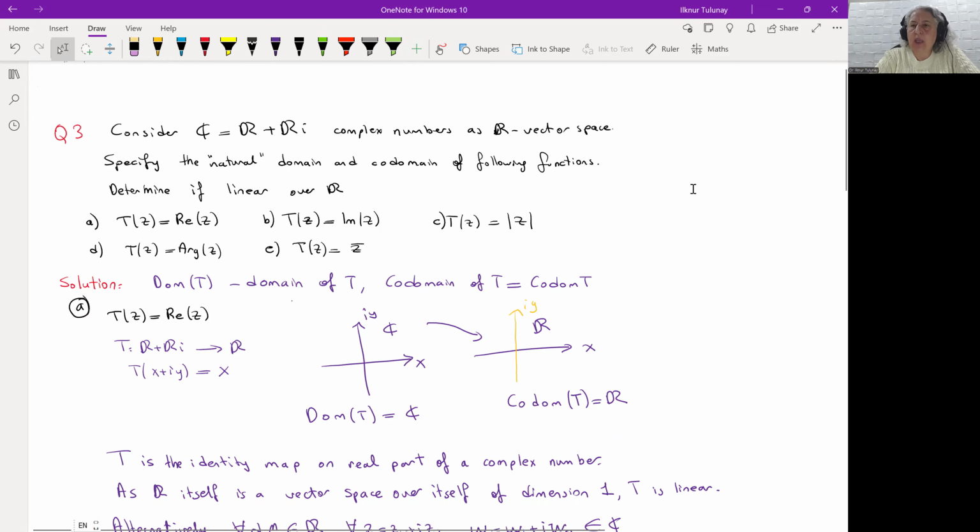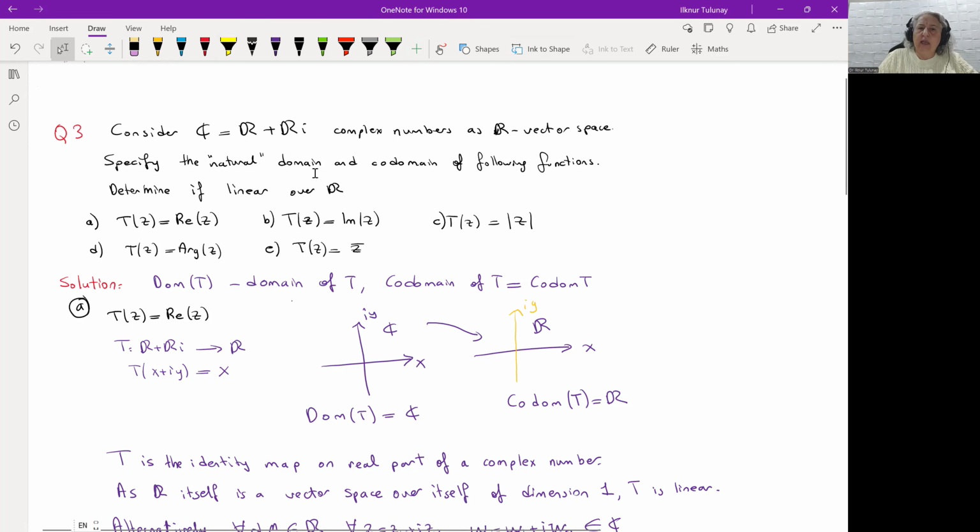Okay, in this question we have complex numbers, and complex numbers can be viewed as a real vector space. The basis will be 1 and i, because if you take your scalars from the real numbers, all the linear combinations of 1 and i, lambda plus mu i, will give you the complex numbers. That's the definition of the complex numbers. So complex numbers is an R vector space, a real vector space.